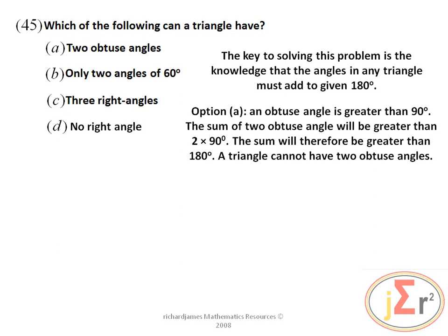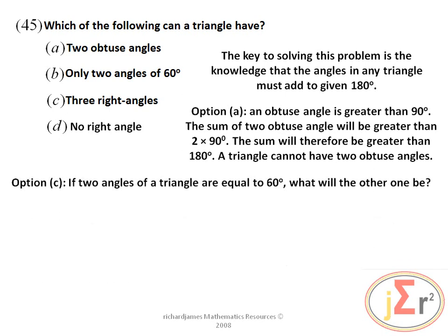Only two angles of 60 degrees. We're going to be looking at option B. If two angles of a triangle are equal to 60 degrees, what will the other one be? So that's a good question for option B. If two angles of a triangle are equal to 60 degrees, what will the other one be?